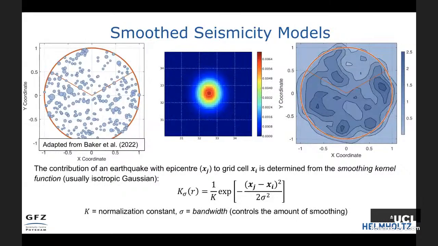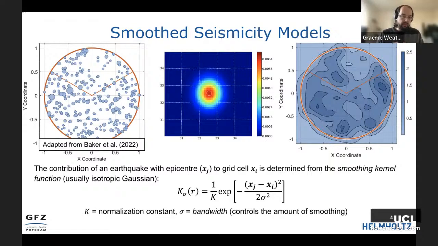The way this tends to work in practice is that we start with our earthquake catalogue. On the left of these figures I have just an idealized example: an earthquake catalogue with various magnitudes and spatial locations. We translate this into a rate on a regular grid by applying a 2-dimensional smoothing kernel, a mathematical function that takes the rate of that earthquake and distributes it isotropically across a grid. When we sum this up for all of the earthquakes in our catalogue, we end up with this smooth seismicity model.